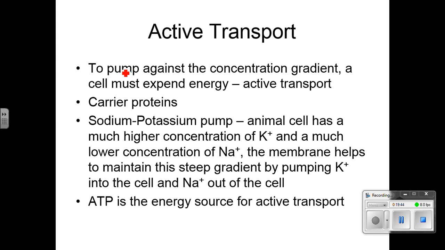Active transport means the pump against the gradient, and it must expend energy. So it has to use ATP. They use carrier proteins to get things across the membrane. The most famous active transport example is a sodium-potassium pump. An animal cell has a much higher concentration of potassium and a much lower concentration of sodium. The membrane helps to maintain this steep gradient by pumping potassium into the cell and sodium out of the cell.